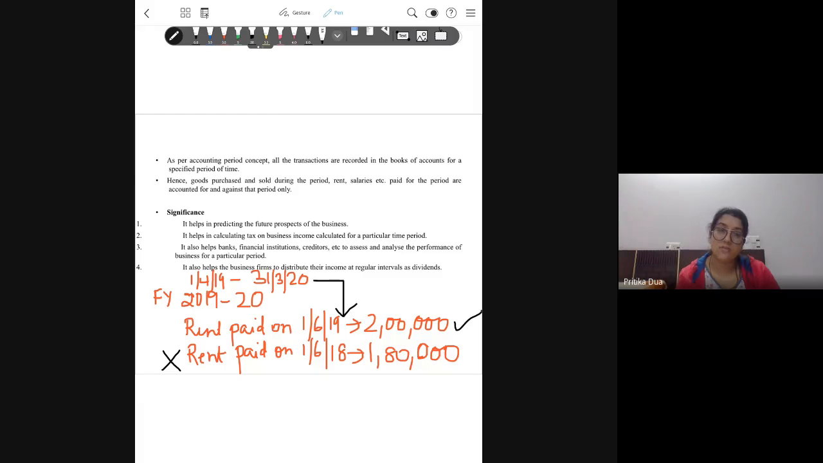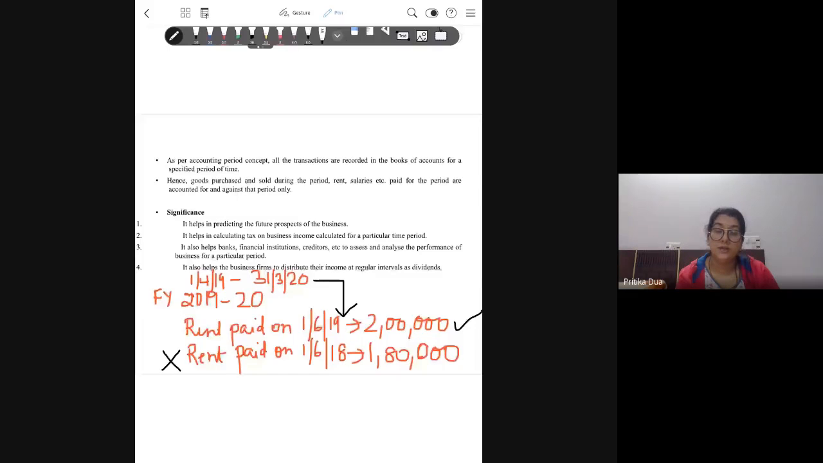So tax on business income is also calculated at the end of accounting period. The taxable income is determined. Third is banks, financial institutions and creditors are able to analyze the performance of the business. Now, if you're approaching a bank for some loan for your business, it will always look at the financial performance over the past accounting periods to see how well your company or business is performing.